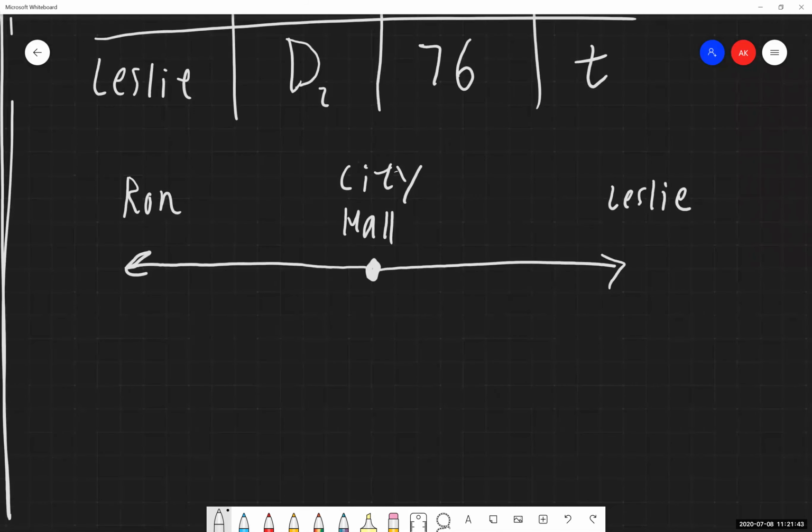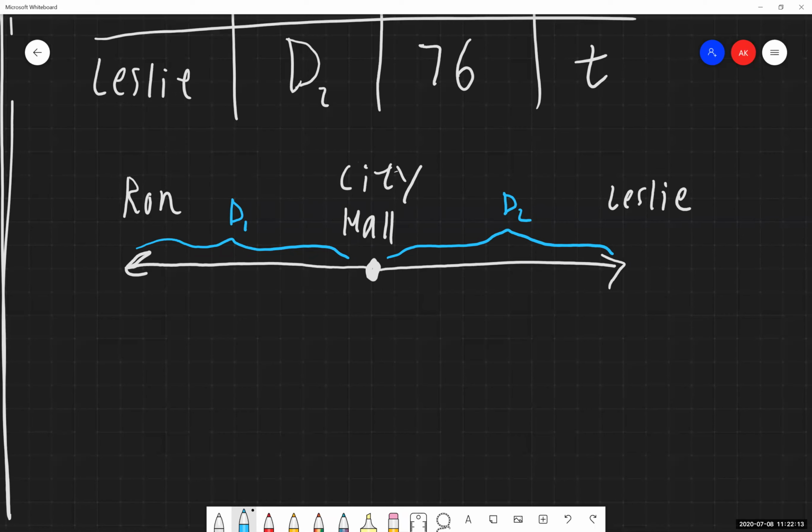Now, we do not know how far each of them traveled. So we can label this thing as the distance that we have right here, d sub 1. It's the distance that Ron traveled. Again, we don't know the specifics on it, but we know that he traveled some distance. And similarly, we know that this part over here is the distance that Leslie traveled from town hall or city hall to some distance away.